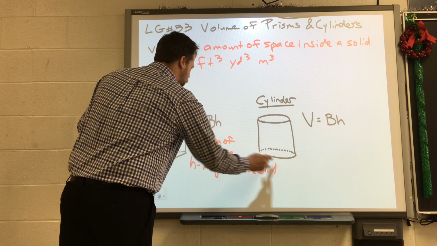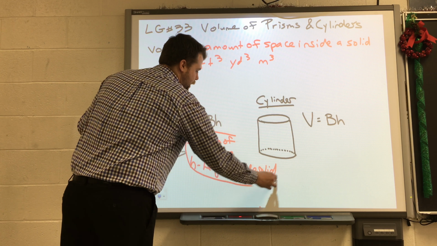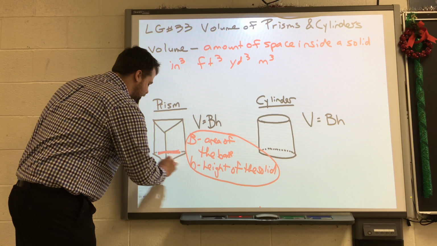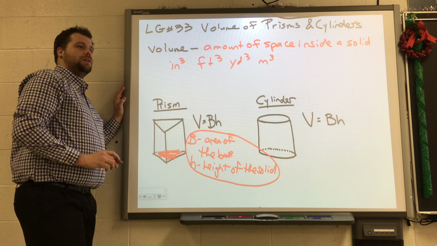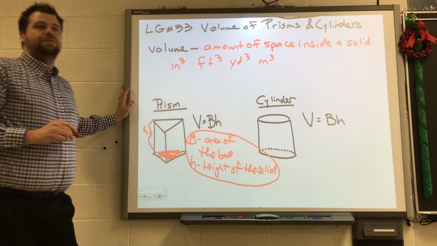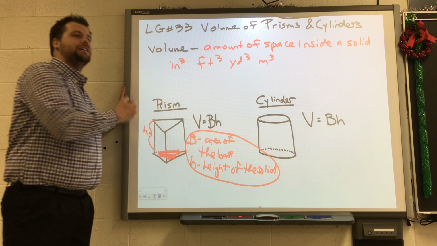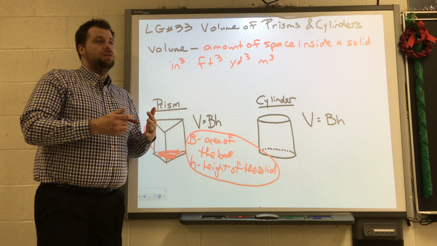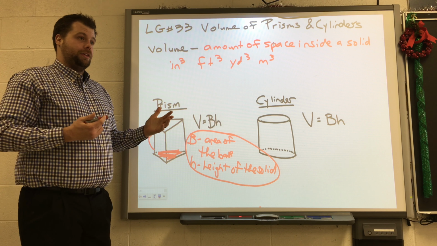So that's very important. Circle that, star that, make sure you understand that. B is the area of the base, so it's how much space there is here on the base. And then H is the height of the solid. So you got to figure out the area of the base. So in this case, it's a triangle. You'd have to find the area of the triangle, multiply that by the height of the solid.